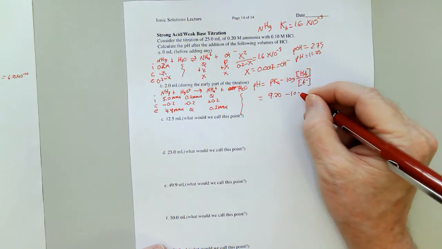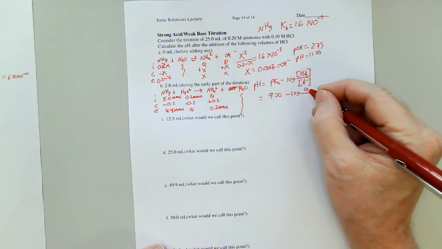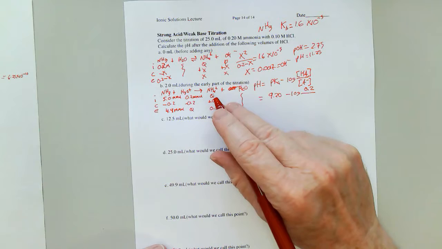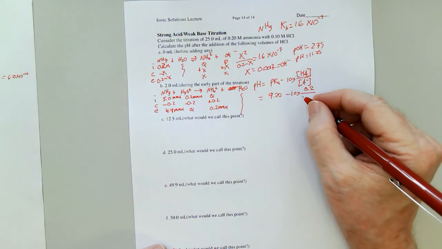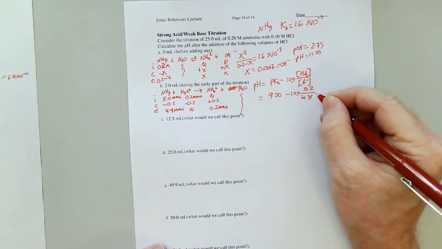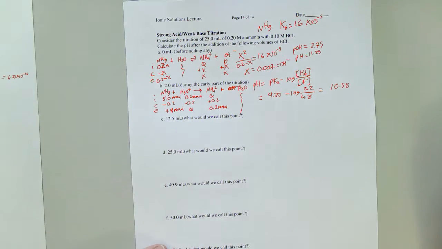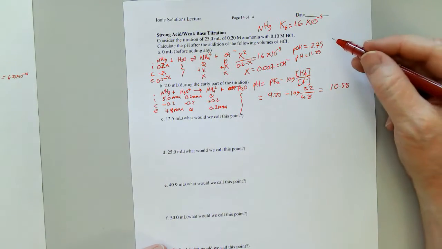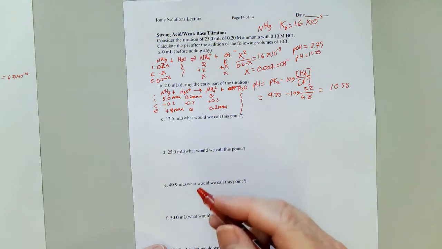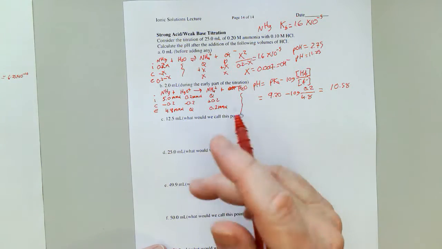Minus the log. HA is a small amount. It's 0.2. The NH4 plus is the HA. And this is 4.8. And that equals 10.58. That would make sense. The pH should drop because I'm adding acid. Now let's do a few more buffer region questions here.